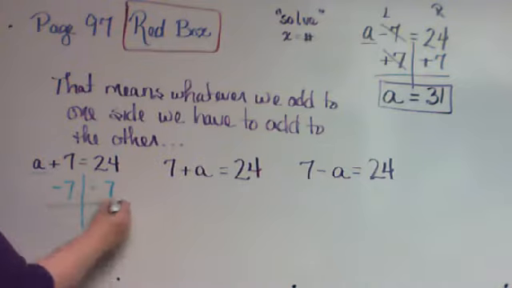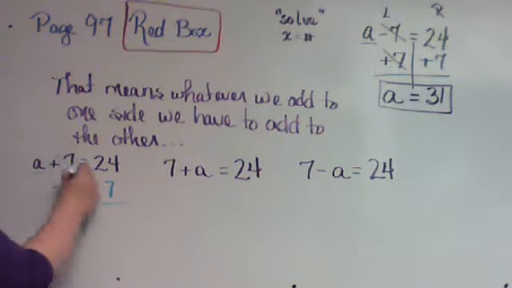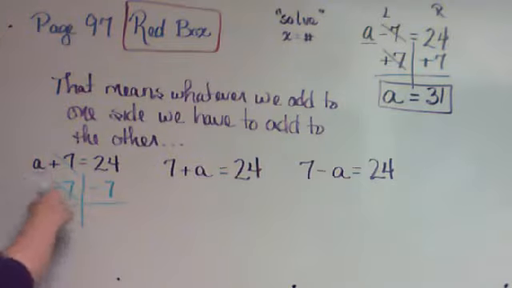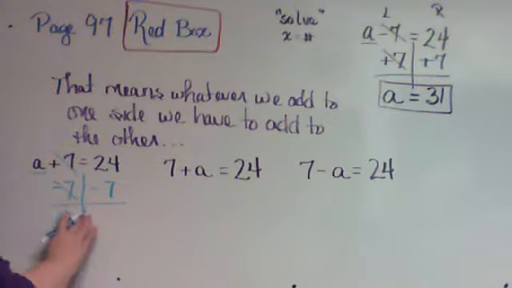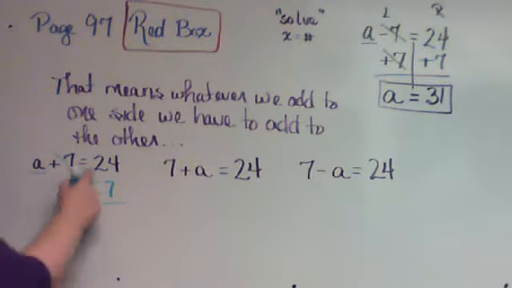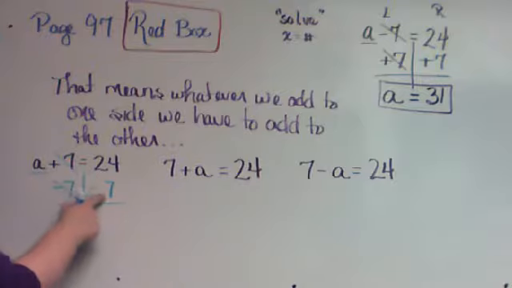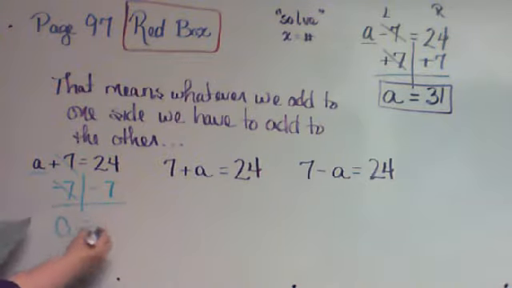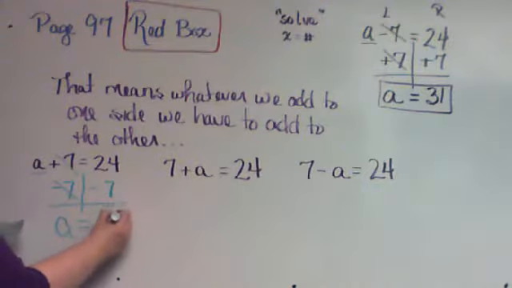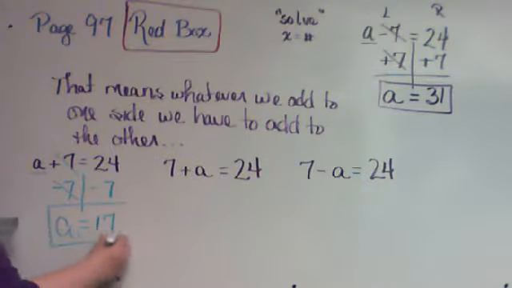So I have to subtract it from the other side. That's going to make that 7 go away and that one go away because a positive and negative 7 cancel each other out. That gives me A on this side equals 24 minus 7 is what? Not 31. So A is 17.